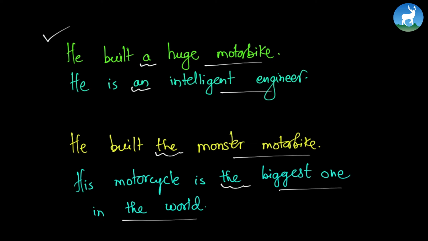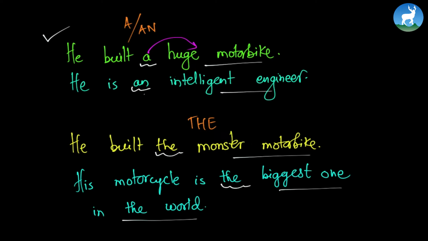Another interesting idea could be why a and an are used in the first two examples and why the word the is used in the other examples. It is because when we talk about a huge motorbike, we are generally referring to any kind of motorbike. It does not mean a particular motorbike. He built a huge motorbike, any kind of motorbike. Out of any motorbike, it could be one.